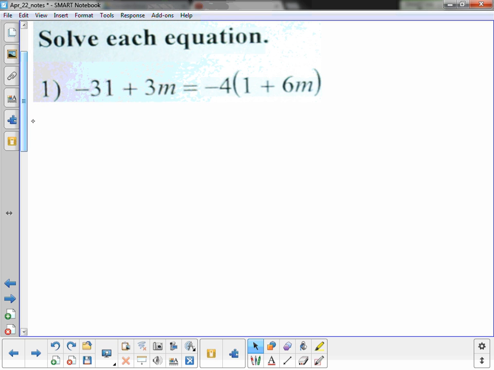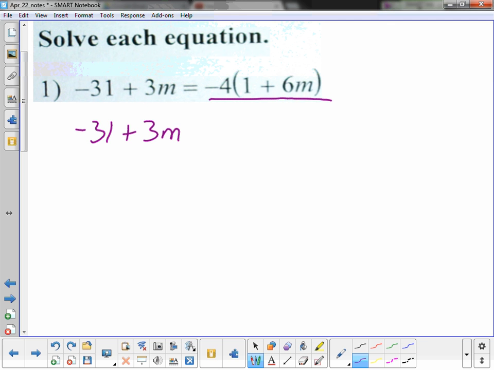Okay, so first thing we're going to do on these type of problems is we've got to deal with the distributive property. And the distributive property is this guy here. So the left-hand side, I'm not going to do anything with. I'm going to leave that as a negative 31 plus 3m. Now on the other side, I have to deal with the distributive property, which means I got to take this 4 into both of those. And notice it's a negative 4. So negative 4 times 1 is negative 4. And a negative 4 times a positive 6 is a negative 24. And then it has the m. Now, I don't have to do any more simplification in this problem because the m's are on opposite sides and the non-m's are on opposite sides.